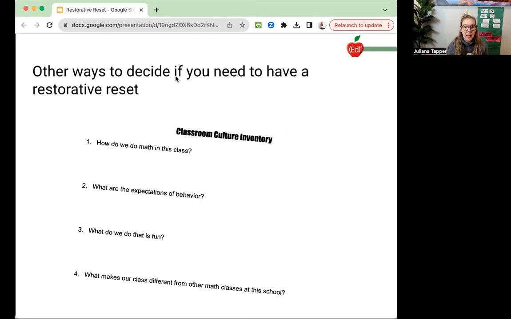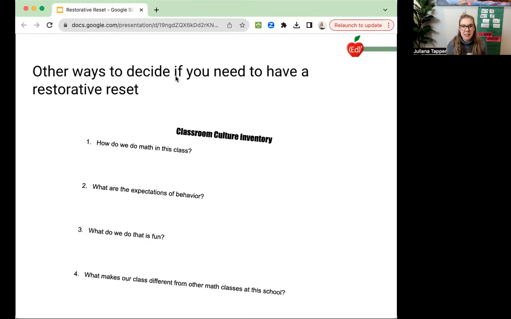So one question you could ask is, how do we do math in this class? Are the answers what you expected? What are the expectations of behavior? Are those answers what you expected? What do we do that is fun? Is that what you expected? What makes our class different from the other math classes at this school? Is that what you expected?